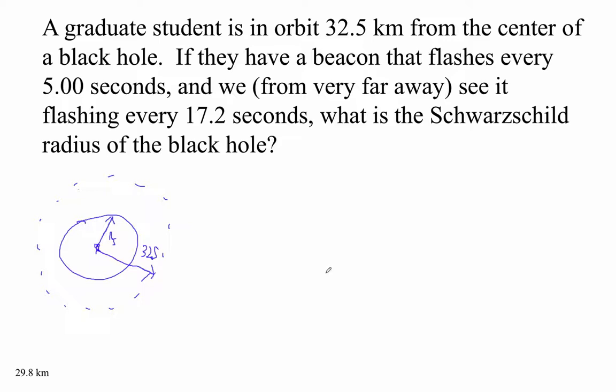Okay, and we see the beacon flashing every 17.2 seconds, but it is actually flashing every 5 seconds, right? So they're pretty close to that event horizon. We've got this equation here: the gravitationally dilated time is equal to the undilated time over the square root of 1 minus the Schwarzschild radius over the distance you are from the center of the black hole. Okay, and then we want to solve that for the Schwarzschild radius.